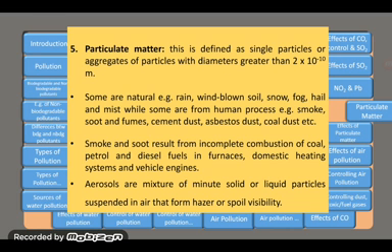Some are natural, e.g. the wind-blown soil, snow, fog, hail, and mist, while some are from human processes like smoke, soot, fumes, cement dust, asbestos dust, coal dust, etc. Then smoke and soot result from incomplete combustion of coal. When we have incomplete combustion of coal, we can have smoke being given out, as well as soot, thick smoke. Then petrol and diesel fuels in furnaces could also bring smoke and soot.